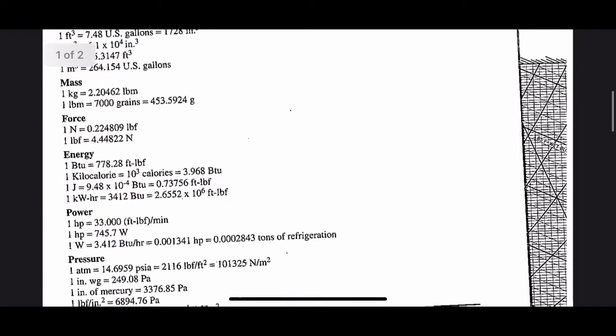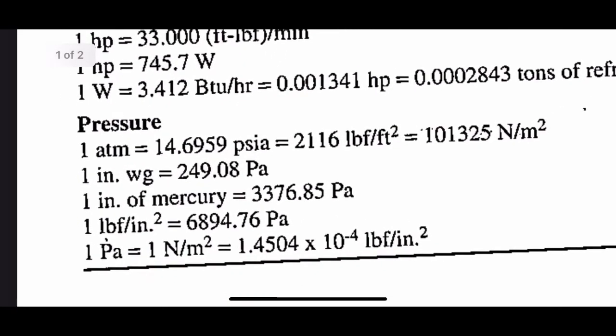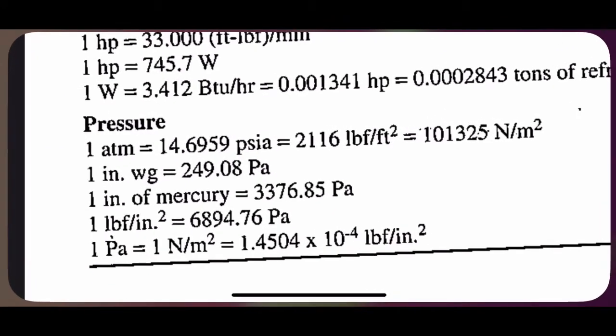conversion table. As you can see here in the pressure section, 1 atmospheric pressure is equal to 14.6959 psia, also equal to 2116 pound-force per square foot, and also 101,325 Newton per meter squared, also known as 101,325 Pascal. So we will take 1 atmospheric pressure as 14.7 psia. Let's go back to our notes.